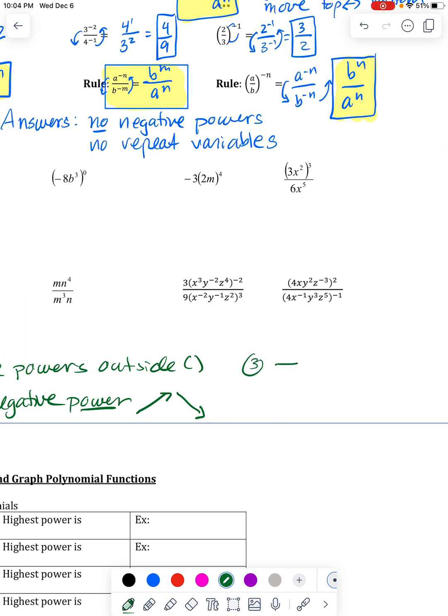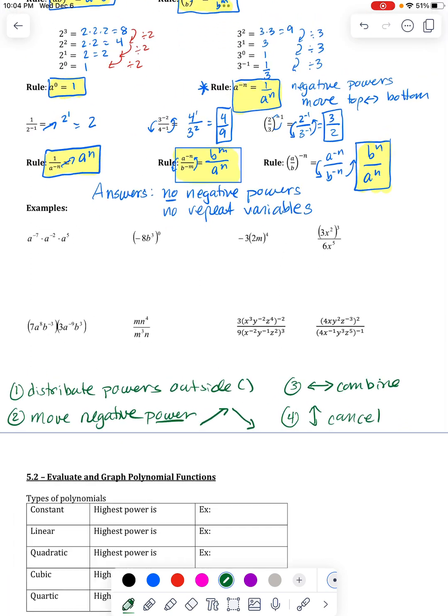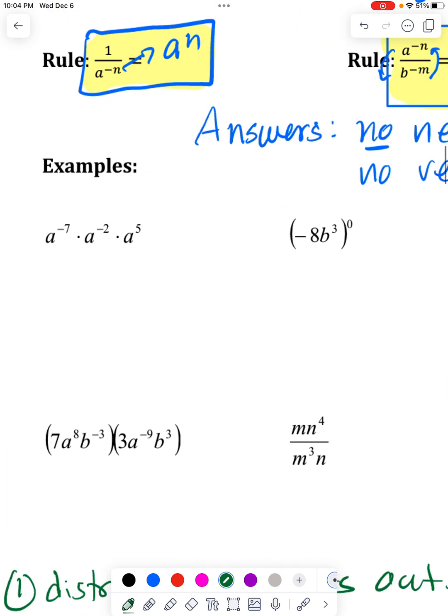Third, I look across from side to side to combine anything that has the same base, and I'll show you what I mean in these problems. And then lastly, I look from top to bottom to cancel out any repeat variables. So those are the 4 steps I take. 4 is like the max. You don't normally do all 4 steps, but that's just the order I approach it. If you did it in a different order, you would still hopefully come up with the same answer. I just like to do them all the same.